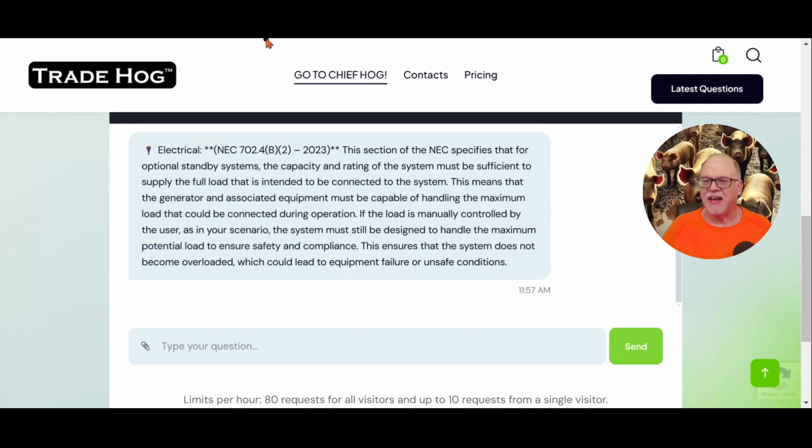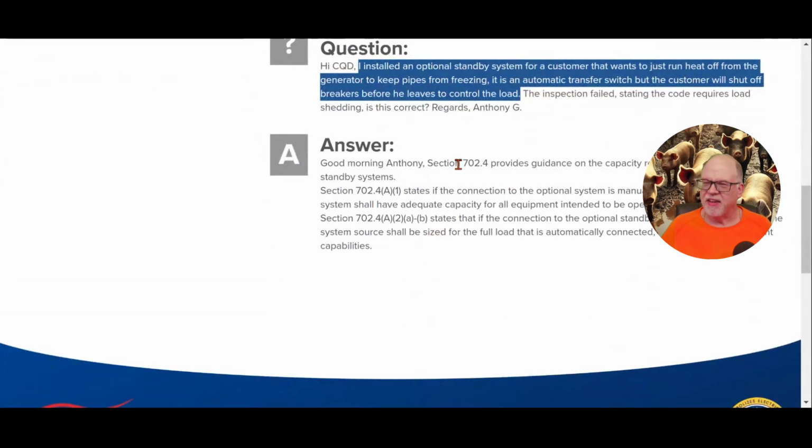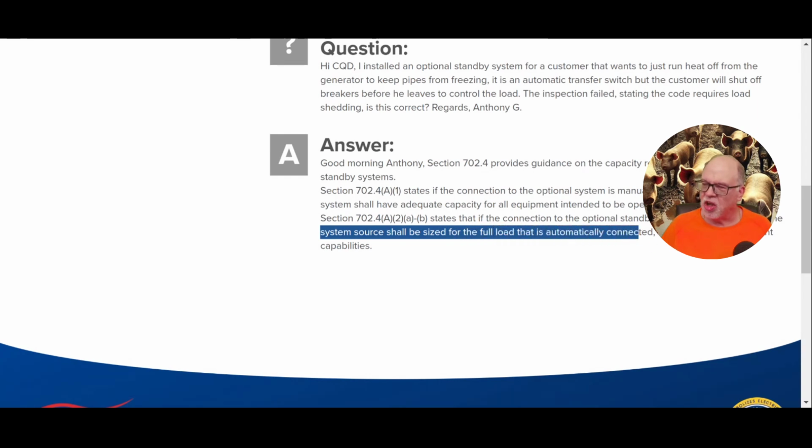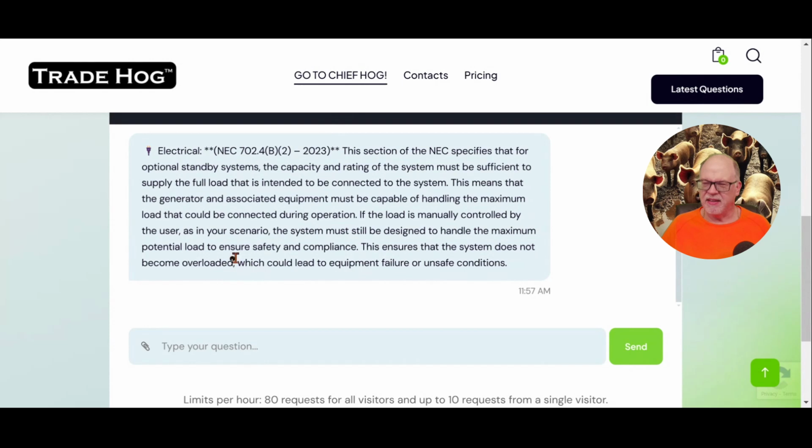All right, so what did they say at NIKA? Good morning. Again, same code reference that we gave. To provide guidance on the capacity, it states that if the connection to the optional system is manual, then the optional standby system shall have adequate capacity for all equipment intended to be operated at one time. And then the next one states that if the connection to the optional system is automatic, which ours was, then the system source shall be sized for the full load that is automatically connected or have load management capabilities. Okay, so coming back to the hog, that's what it's talking about here.